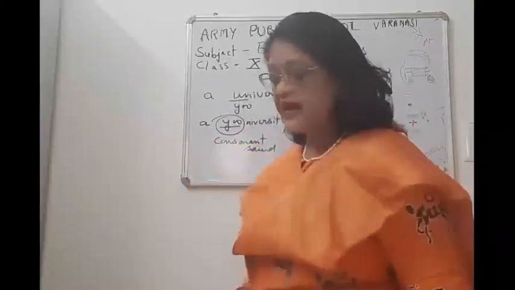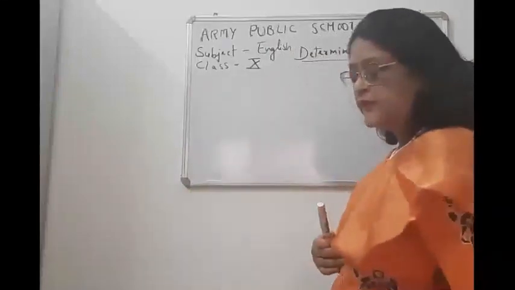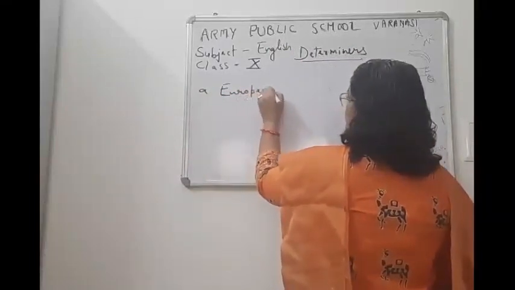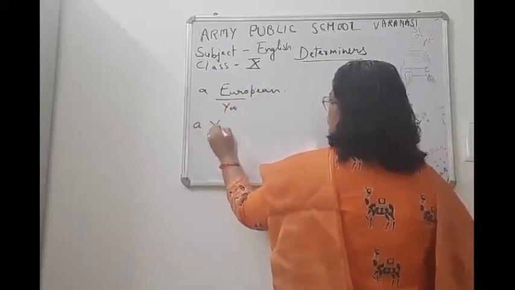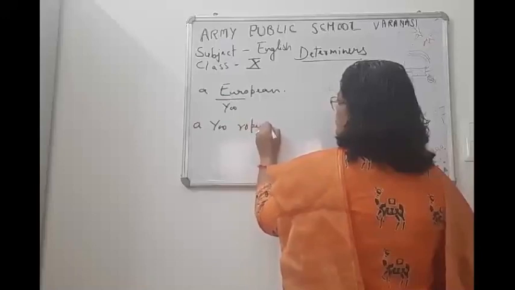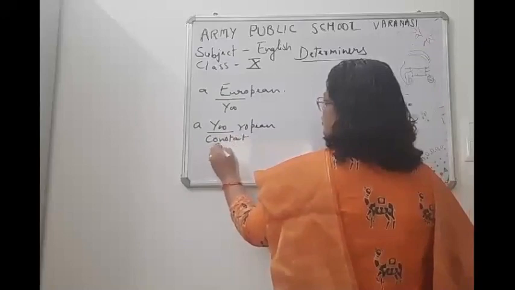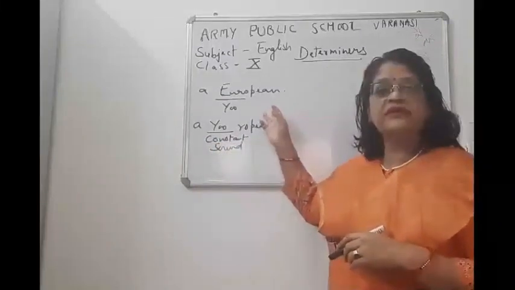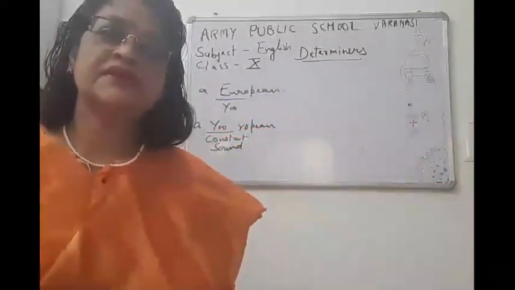Then a European. Again you try to understand: a European. Here again it is starting with U, so a European. It has a consonant sound. That's why, though the word starts with a vowel letter, we use a here, because of the consonant sound. So these are the things.